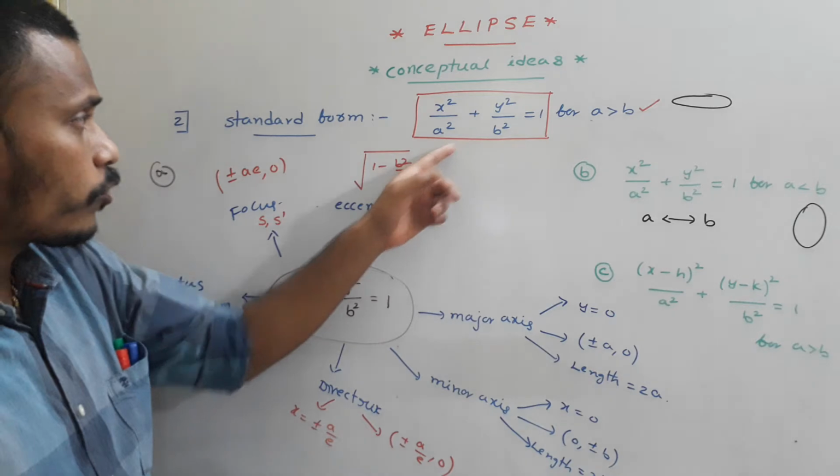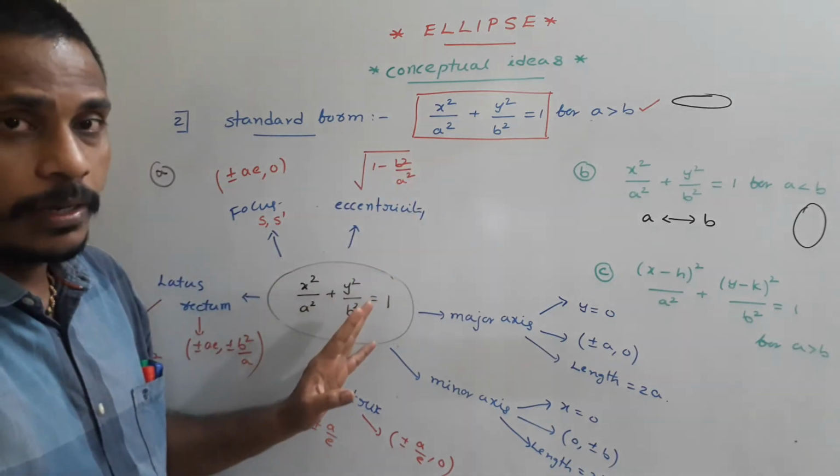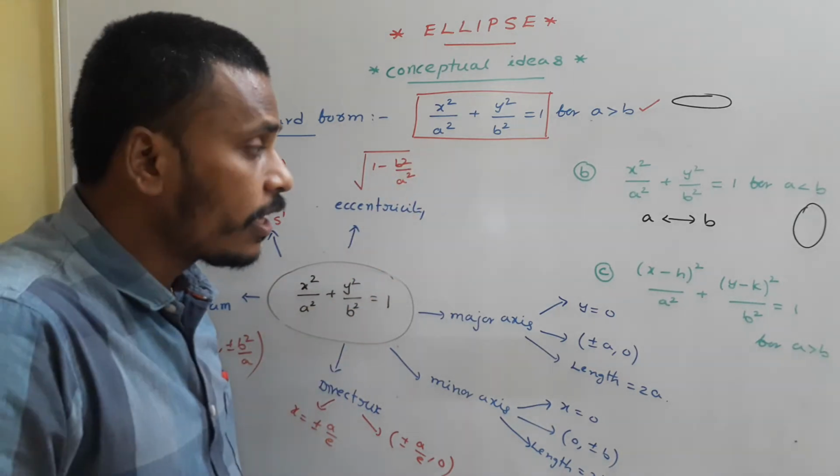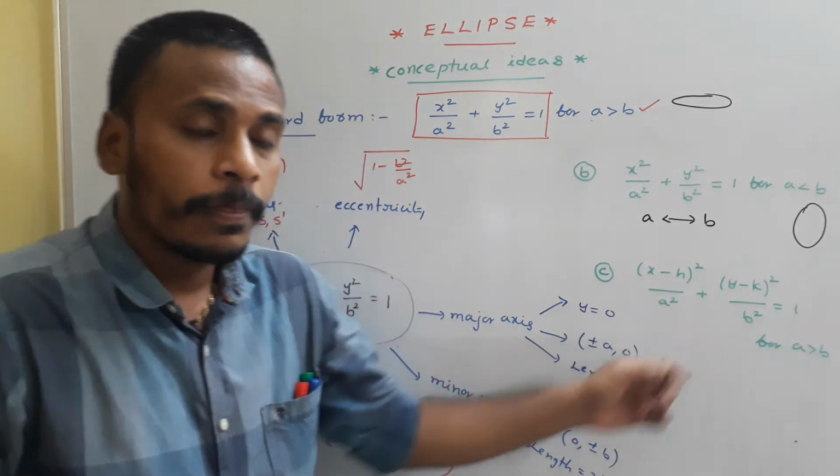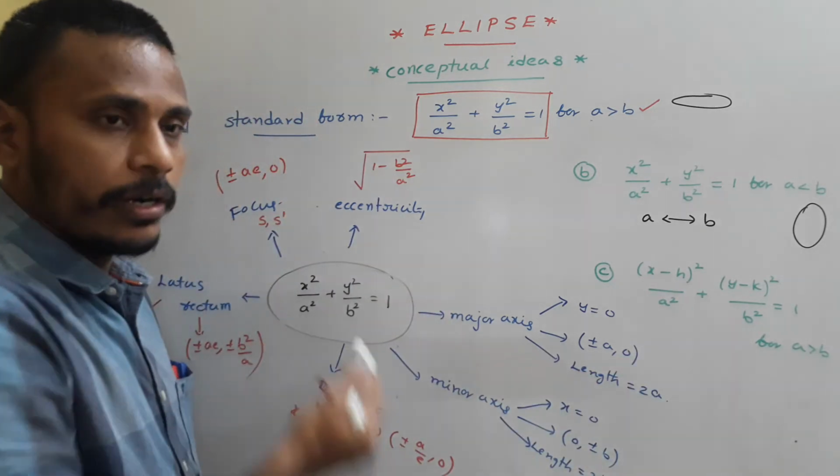For this ellipse, the center is actually at the origin, the intersection of the x axis and y axis. If the center is at h comma k, then again how do we write all these coordinates?